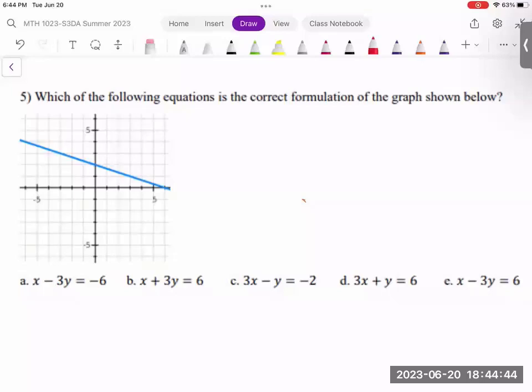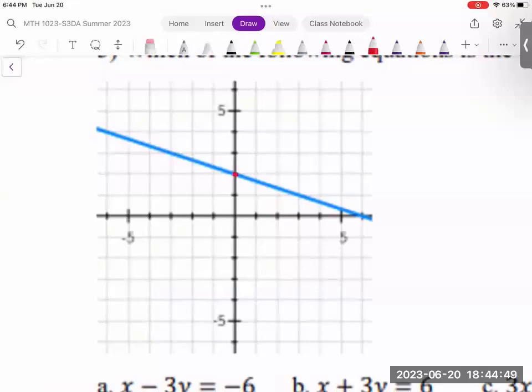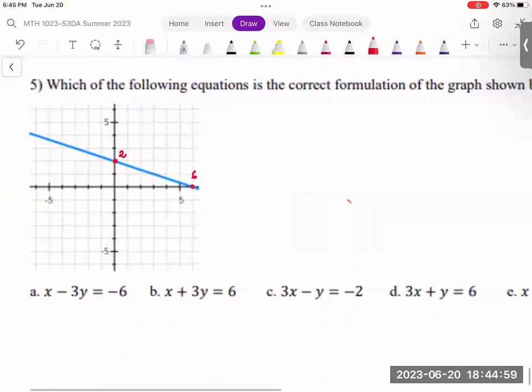Okay, so the first thing to do is start with looking for the y-intercept, which is 2, and the x-intercept, which is 6. Everybody okay with this? So the 2 points are, for the y-intercept, it's going to be (0, 2). It's important to identify. And the other one is going to be (6, 0). So this is going to be the x-intercept.